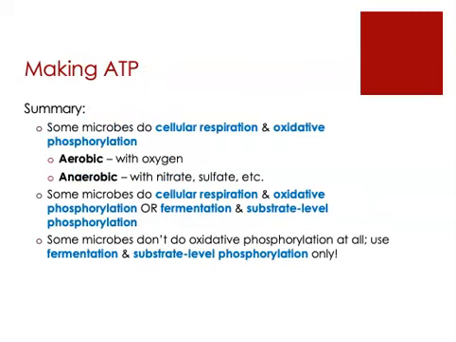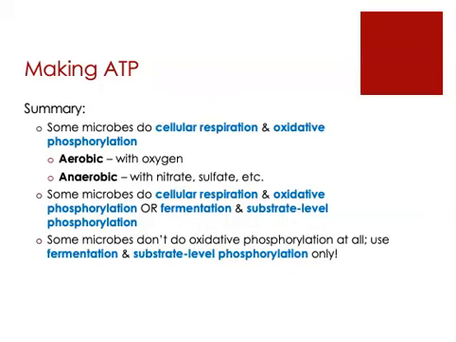So there are different ways that ATP gets made in a cell. Some microbes make it doing cellular respiration and oxidative phosphorylation. And in that group of microbes, some of them are aerobic. Some of them use oxygen as their final electron acceptor molecule. And then there are anaerobic microbes who use nitrate or sulfate or carbonate or some other molecule as their final electron acceptor molecule. Some microbes do cellular respiration and oxidative phosphorylation, or fermentation and substrate level phosphorylation. They can do both of them.